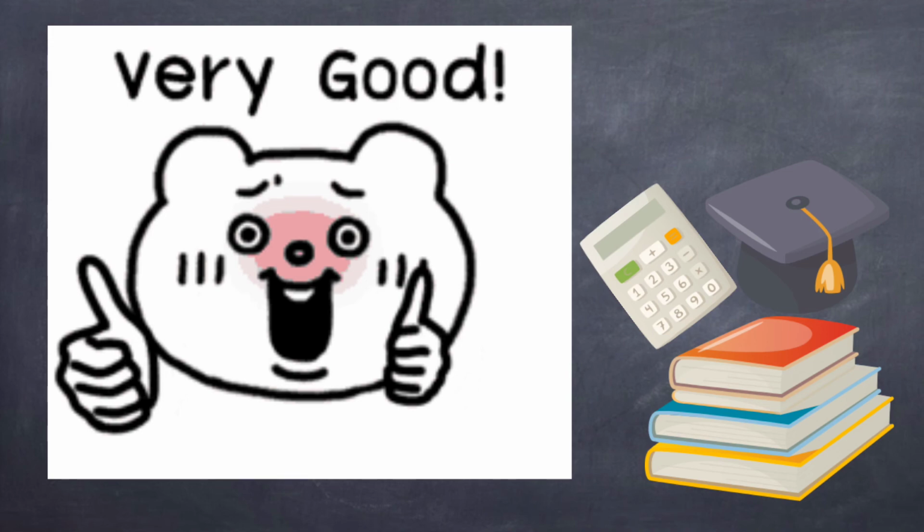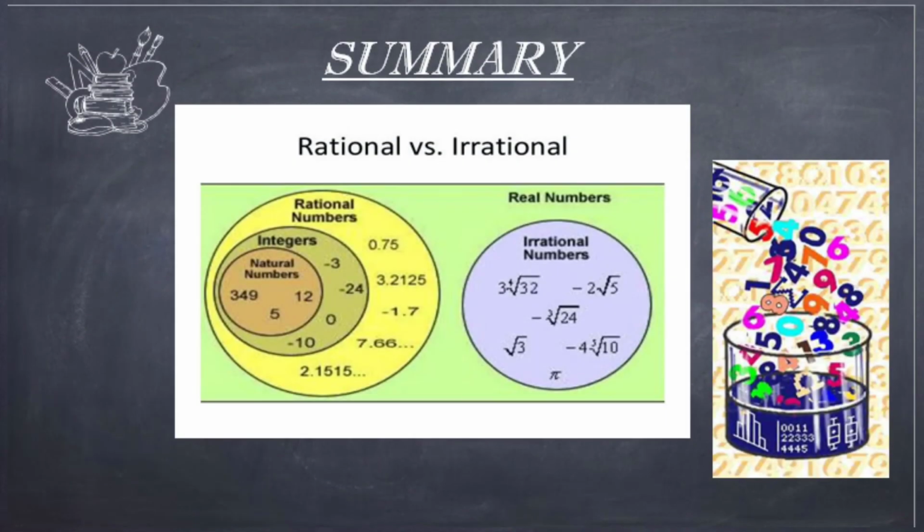So let's proceed to the summary of our topic. Using this Venn diagram, you can easily identify what are real numbers. And real numbers can be classified into rational and irrational numbers. Rational numbers can also be classified into integers, natural numbers, and whole numbers.